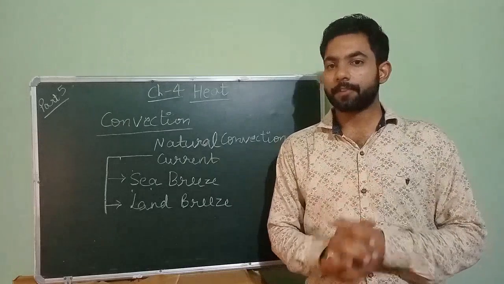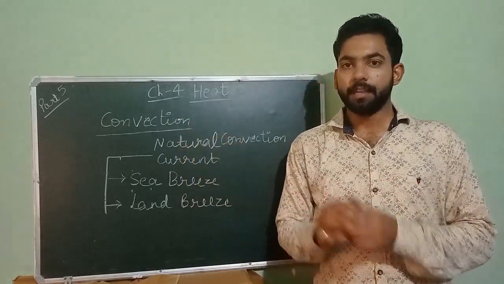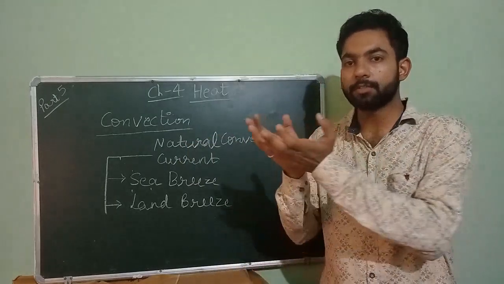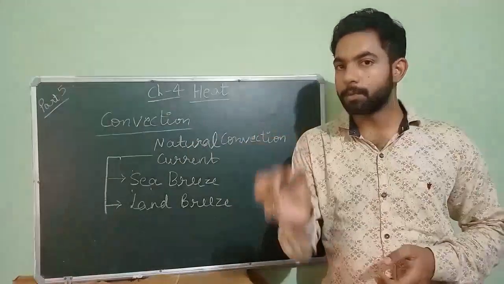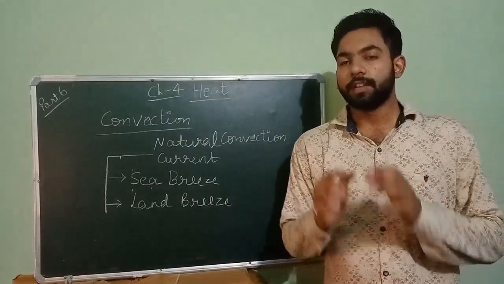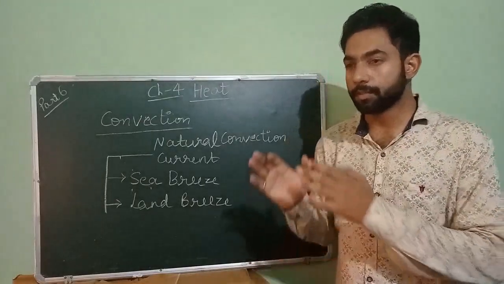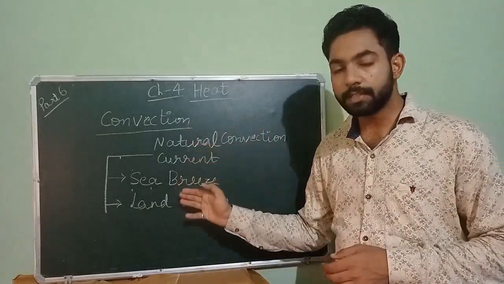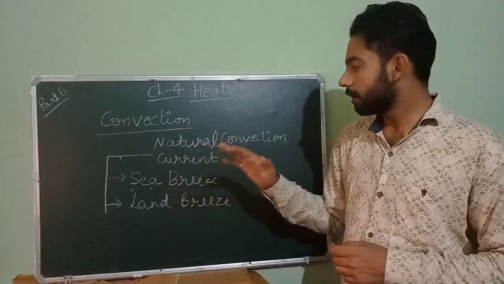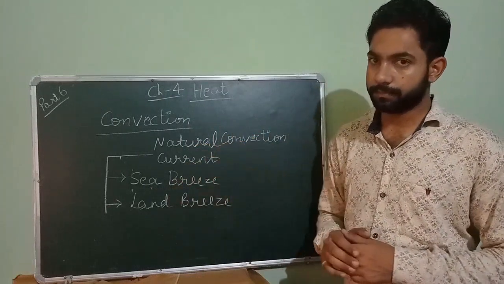The next way of transfer of heat is convection. The transfer of heat through a fluid from a place of higher temperature to a place of lower temperature by the movement of fluid itself is called convection. Now there are two phenomena which are based on the convection: sea breeze and land breeze. We will discuss one by one. First of all, we will discuss about sea breeze.